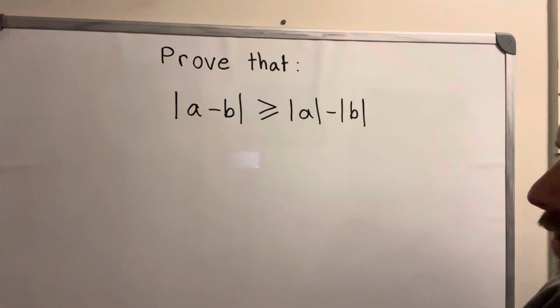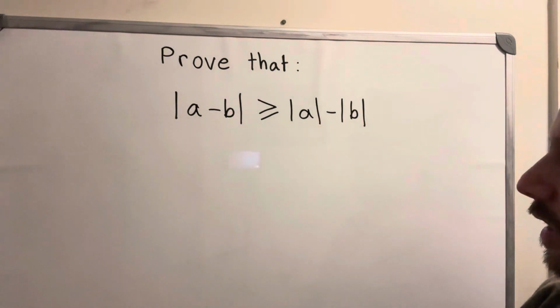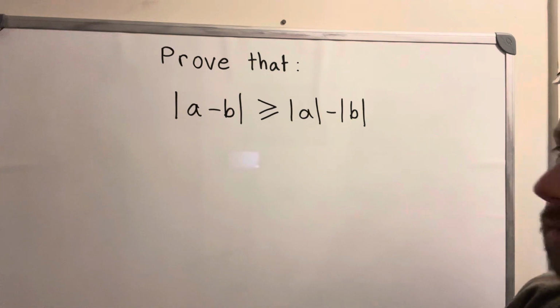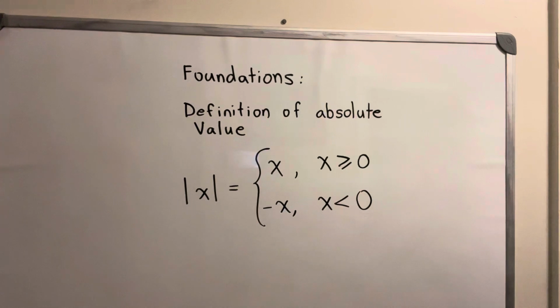But what I'm going to show you first is a couple of useful theorems and definitions that will help us. First, let's remember the definition, or a good definition, of absolute value. We'll say that given that x is a real number, the absolute value of x is x if x is greater than or equal to 0, and negative x if x is less than 0. So take a look at this for a little while before we move on.